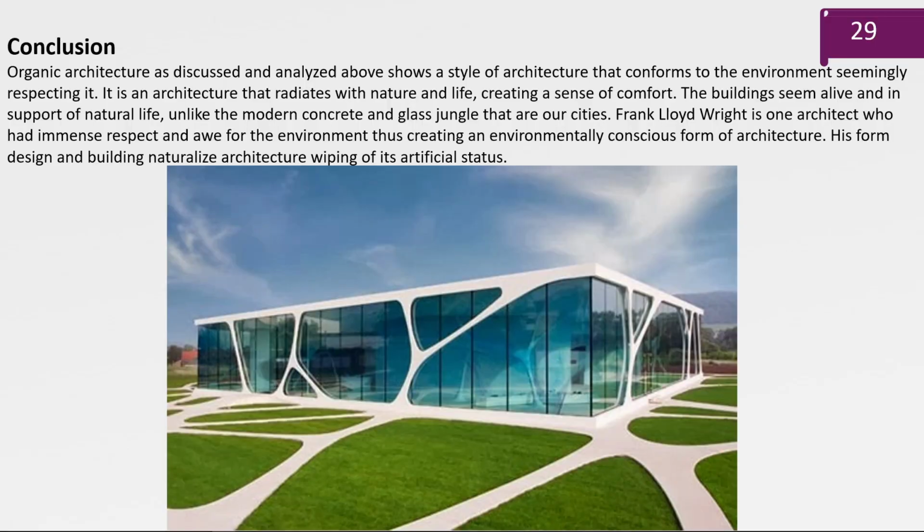Now, as a conclusion, organic architecture is something that shows comfort, the surroundings, usage of nature, the lines. The building seems to be alive. The building seems to respect nature. It also feels connected. It's also sustainable, and the concerns about it are less compared to other architectural styles.